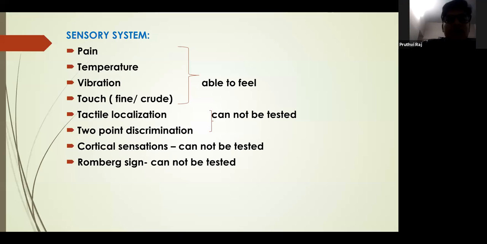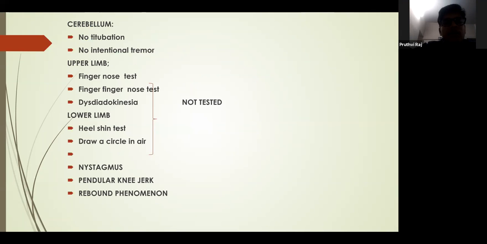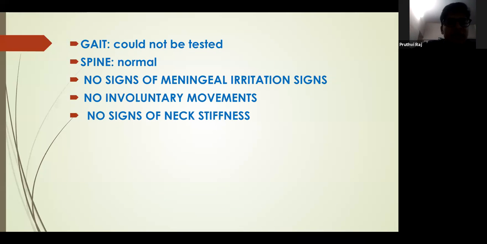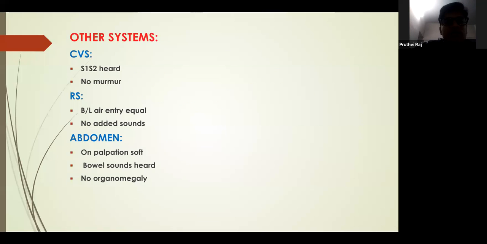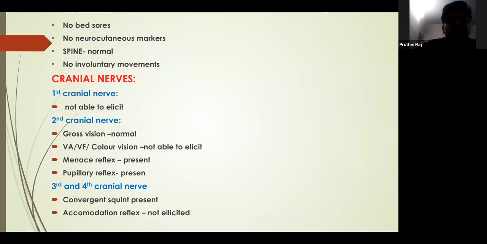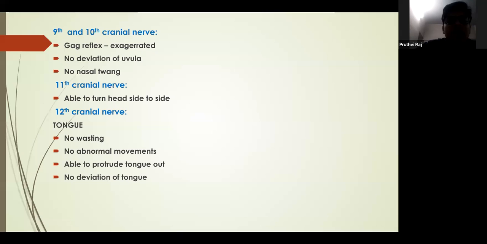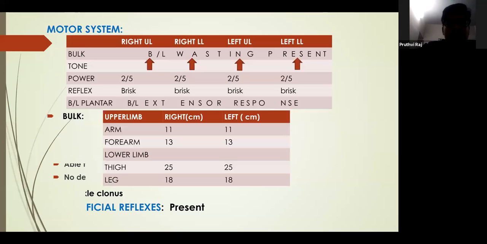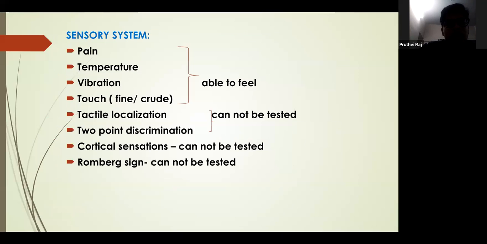Sensory system is intact, sir. The child is able to feel pain, temperature, vibration, and touch, sir. And there are no signs of abnormalities of the cerebellum, sir. Spine is normal, and there are no involuntary movements, no signs of meningeal irritation and no signs of neck stiffness, sir. And other systems are normal, sir. Cranial nerves? Convergent squint is present, sir. Gag reflex exaggerated, gross vision is normal, and for hearing, the child is able to turn towards sound stimuli, sir. Okay. There are no other cranial nerve findings.